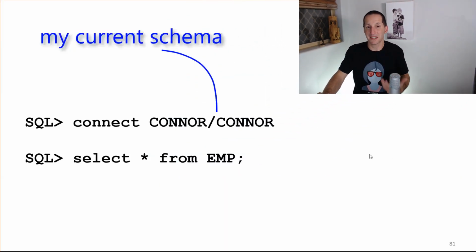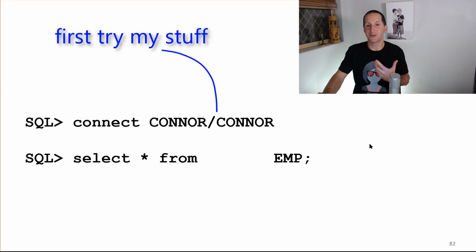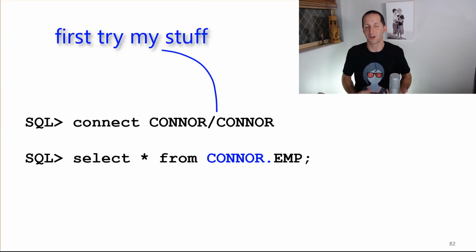Public and private synonyms, what are they and how do they work? It's pretty simple. When I connect as a username called Connor, it's my current schema. That makes sense. I connect as Connor, therefore my schema is Connor. So when I do select star from emp, what I'm implicitly doing is I'm trying to first try stuff in my schema, Connor.emp. That's the thing I'm looking for first.